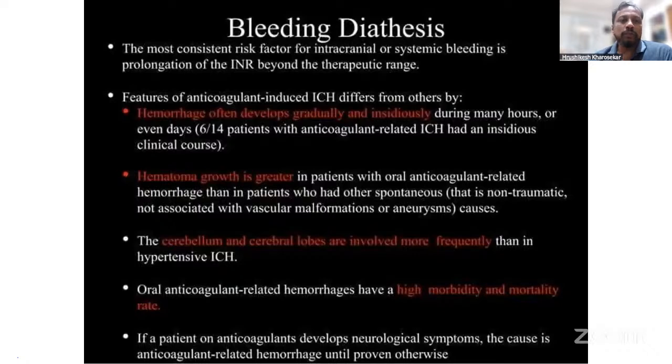Bleeding diathesis, most consistent risk factor for intracranial bleed, is prolonged INR beyond the therapeutic range. These hemorrhages usually develop gradually and insidiously, and the hematoma keeps on growing, greater in patients on oral anticoagulants, and you have to be suspicious that this hematoma will keep on increasing, so early intervention might be necessary. The cerebellum and cerebellar lobes are more frequently involved in anticoagulant-induced bleed as compared to hypertensive. So they have a high morbidity and mortality rate.